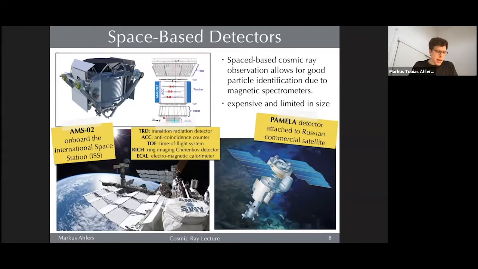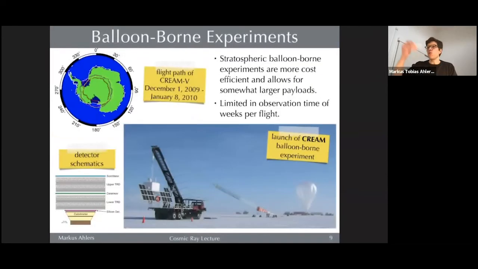Instead of going into space, you can also go into the upper atmosphere. So you can also measure cosmic rays by balloon-borne experiments. And here on this slide, I show you one example of the CREAM balloon experiment. So what you see here is the payload, which is actually the cosmic ray detector. And this is here on ground. You see the balloon is presently prepared for its ascent into the atmosphere.